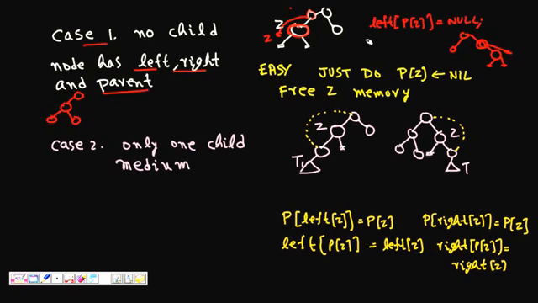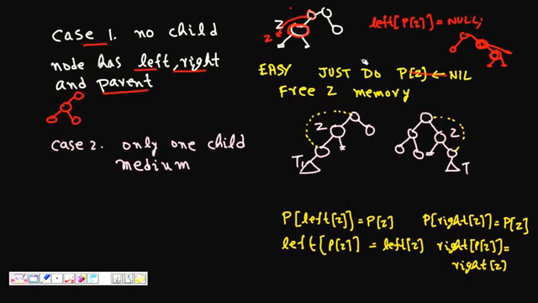So for the parent of Z, if Z is the left child of its parent, the parent's left child will be made null. If Z is the right child of its parent, then the parent's right child will be made null.